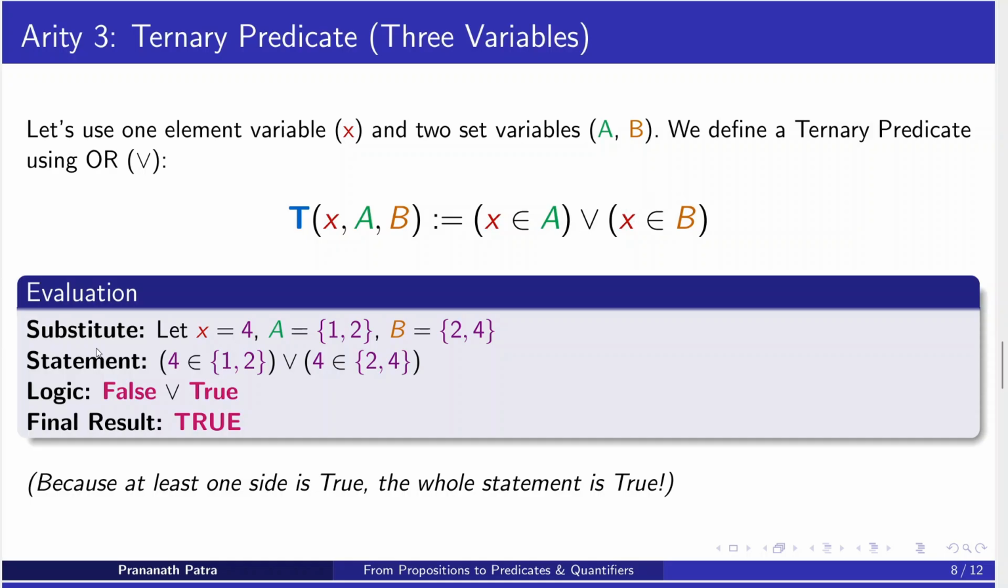Let's evaluate this by letting x equal 4, set A equal {1, 2}, and set B equal {2, 4}. Our statement becomes 4 is in the set containing 1 and 2, or 4 is in the set containing 2 and 4. Logically, the first part is false, but the second part is true. So we have false or true. Because at least one side is true, the whole statement is true.